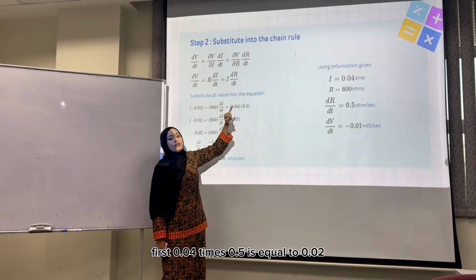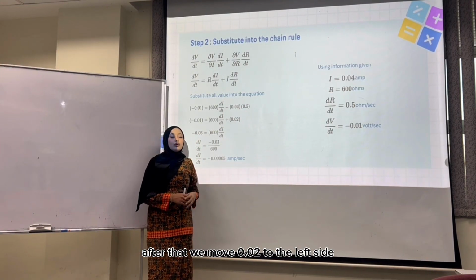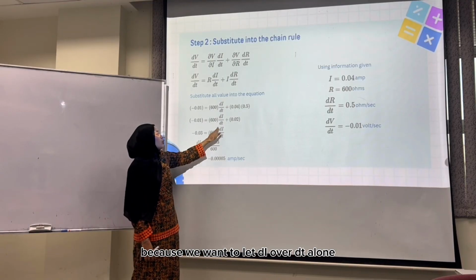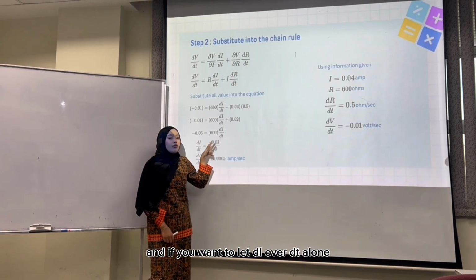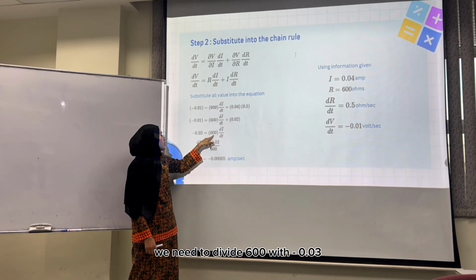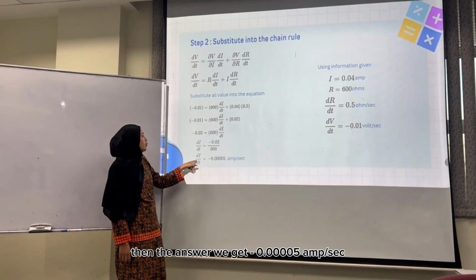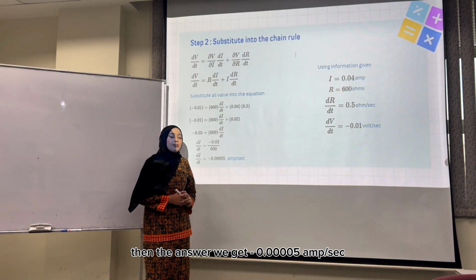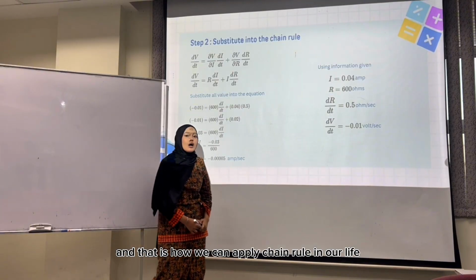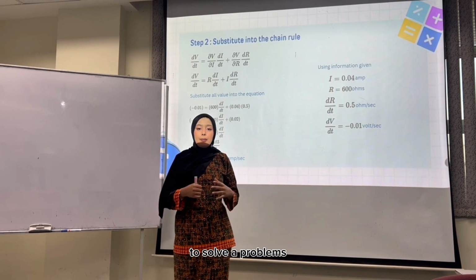First, we can simplify this. 0.04 times 0.5 is equal to 0.02. After that, we move 0.02 to the left side because we want to leave dI over dt alone. To leave dI over dt alone, we need to divide negative 0.03 by 600. Then the answer we get is negative 0.00005 amps per second. And that is how we can apply the chain rule in our life to solve problems.